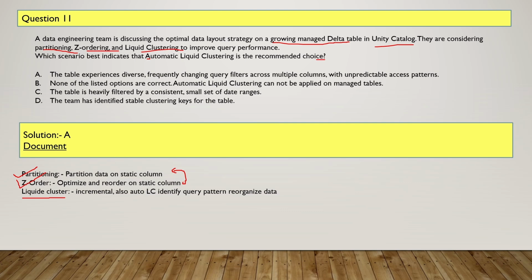And in liquid clustering, we also have the option of automatic liquid clustering. What exactly are they asking in the question? In automatic liquid clustering, Databricks understands the queries, how we are using that particular table, what the previous queries were, and which columns we are using for filtering in the where clause. Based on that, it reorganizes the data based on those columns only. So that is why the answer is A.